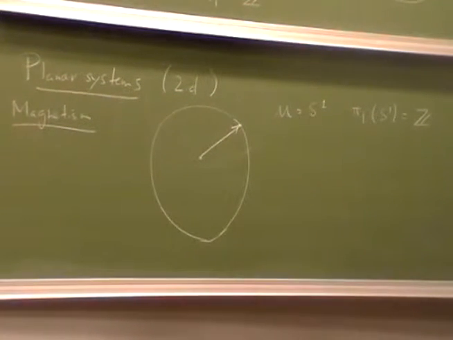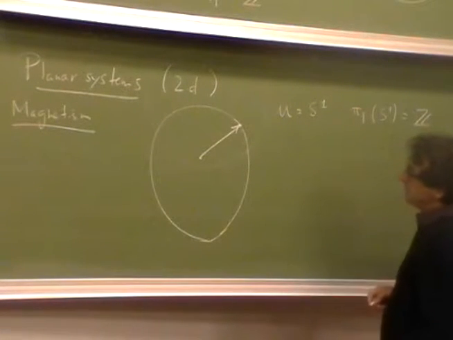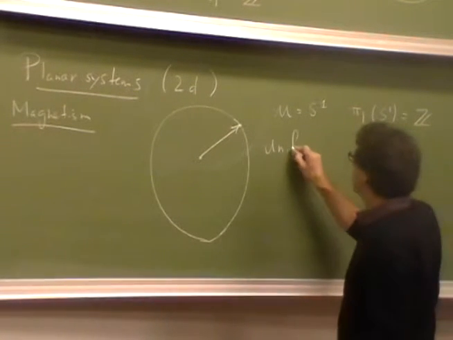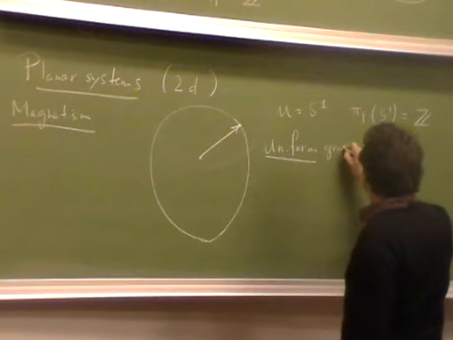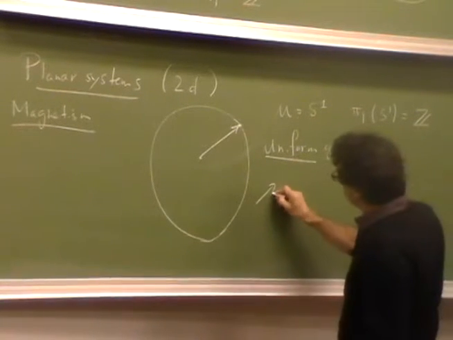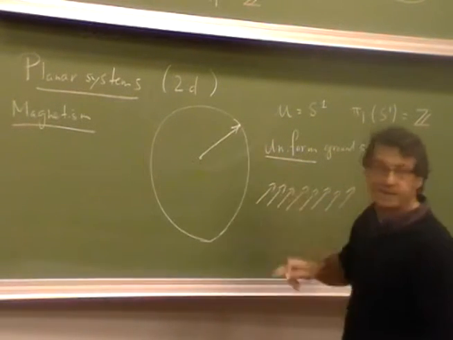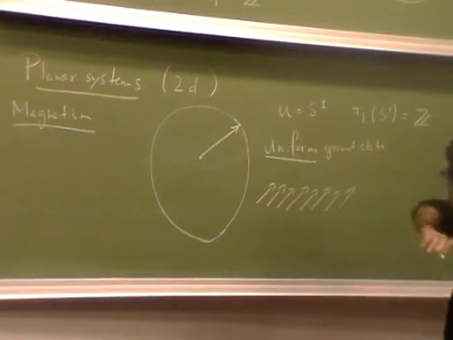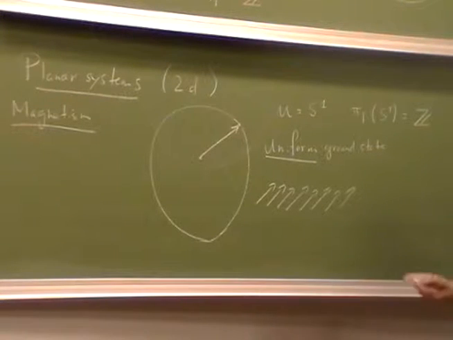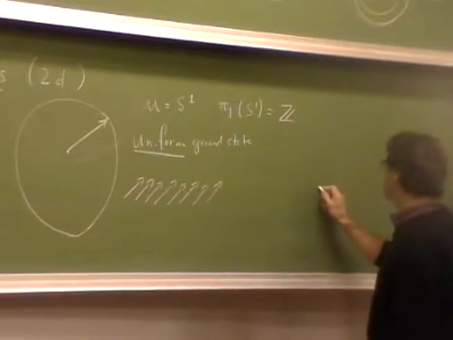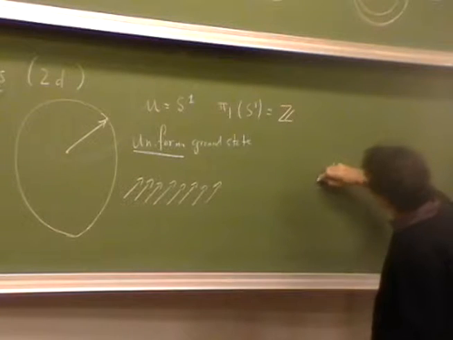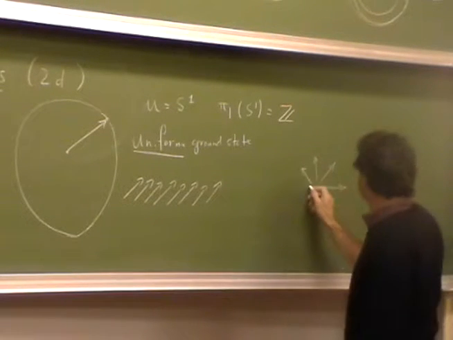Now, let's look a little bit more carefully at the pictures you've seen many times, the kind of structures you can get. So the uniform ground state would be everything magnetized in the same direction. You stick at one point on this circle, basic ground state magnetized. Let's wind around once. So we can have a structure like this. Starts off here, goes here, goes here, here.